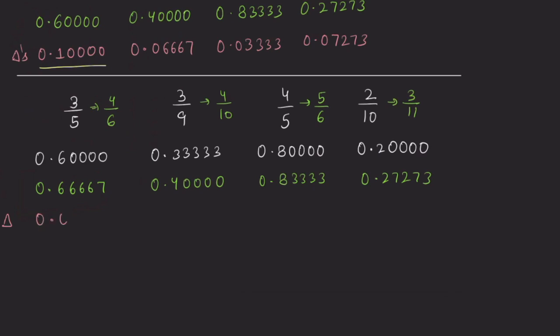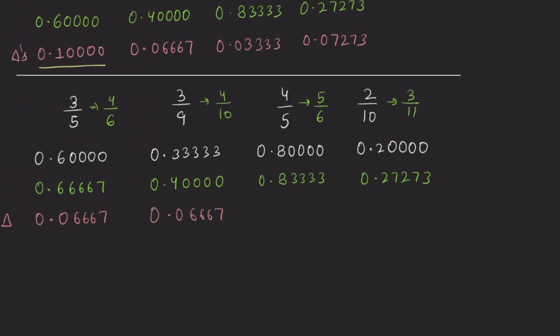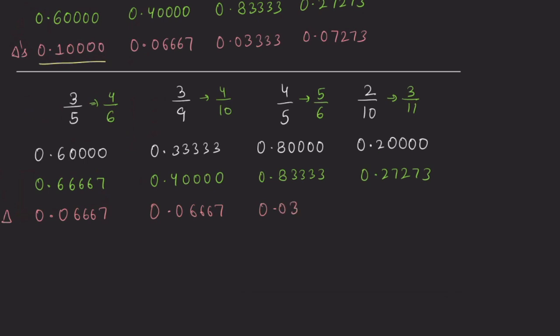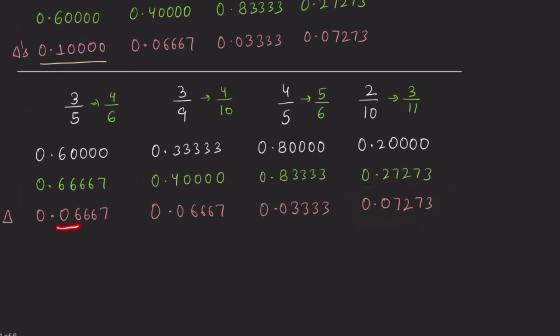So for this, it will be 0.06667, right? For this, it will be 0.06667. Again, here it will be 0.03333 and here it will be 0.07273, right? So this is the delta that we are getting. Now which is the class that is giving you the greatest delta? This one, right? This is 0.06, 0.06, 0.03 and 0.07. This is the largest delta. So we will add the second extra student to this class, right?